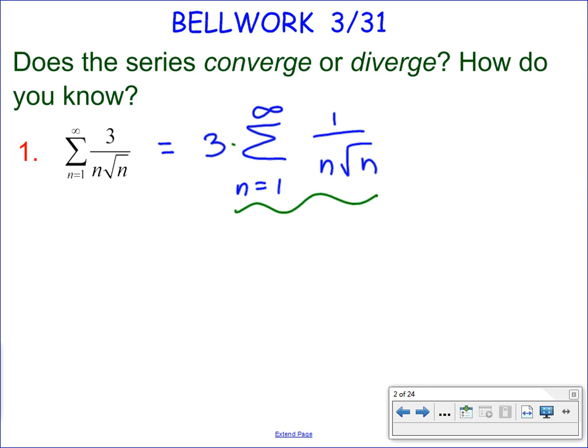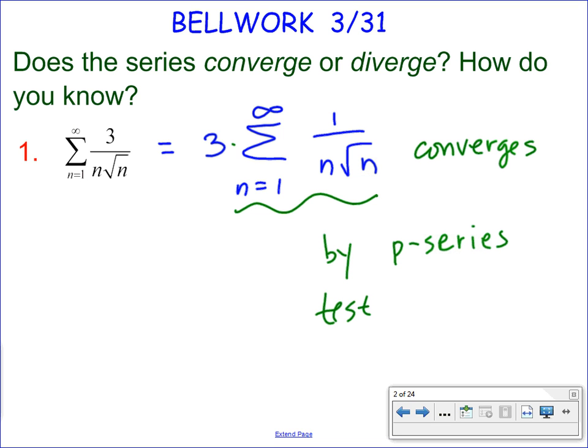Remember that a constant multiple doesn't change the convergence or divergence at all, it would just change the magnitude of that finite value the series converges to. Therefore, this converges by the p-series test. And we can go so far as to say that p equals 3/2 is greater than 1.